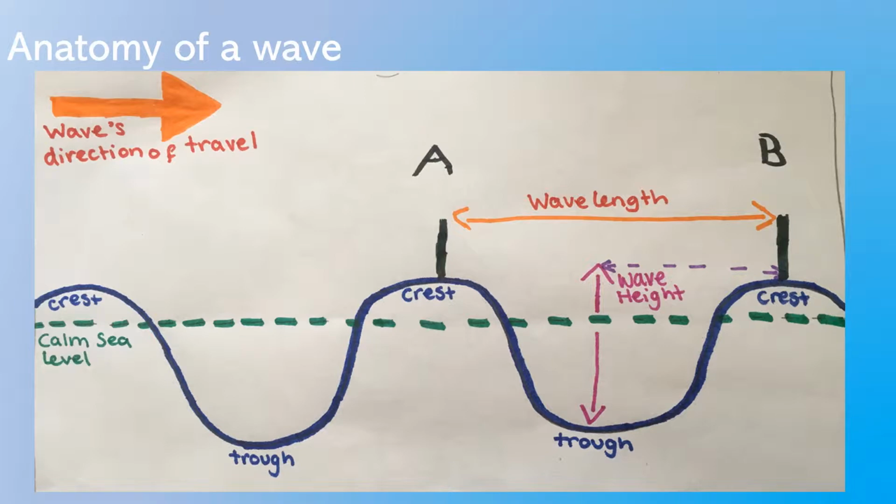The wave period is the time for point A to reach point B. The wave frequency is the number of wave crests that pass point A per second.